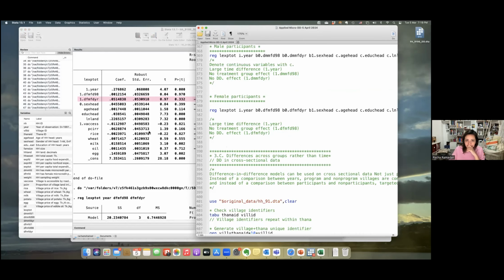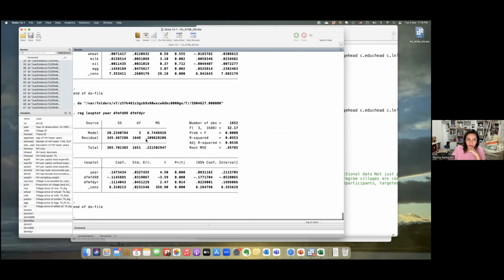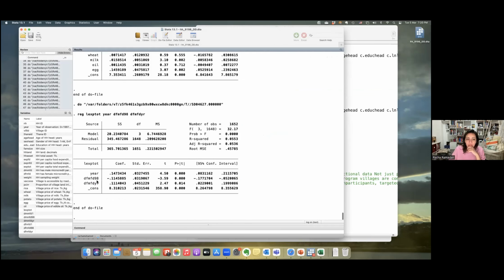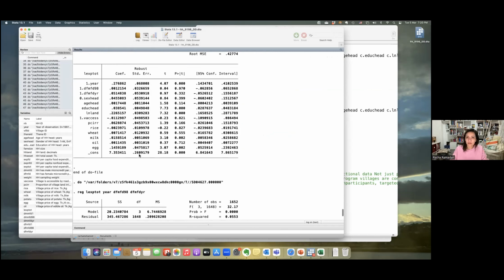Again, when we regressed our total expenditure per capita on the year dummy, the treatment dummy, and the interaction between both, we concluded that having a female participant in the household would have a significant positive effect on the total expenditure per capita. However, now when we controlled for other variables, we found that this variable is not significant anymore, which means that having a household with a female who has access to microcredit, which means that they are treated, would not significantly affect the total expenditure per capita.